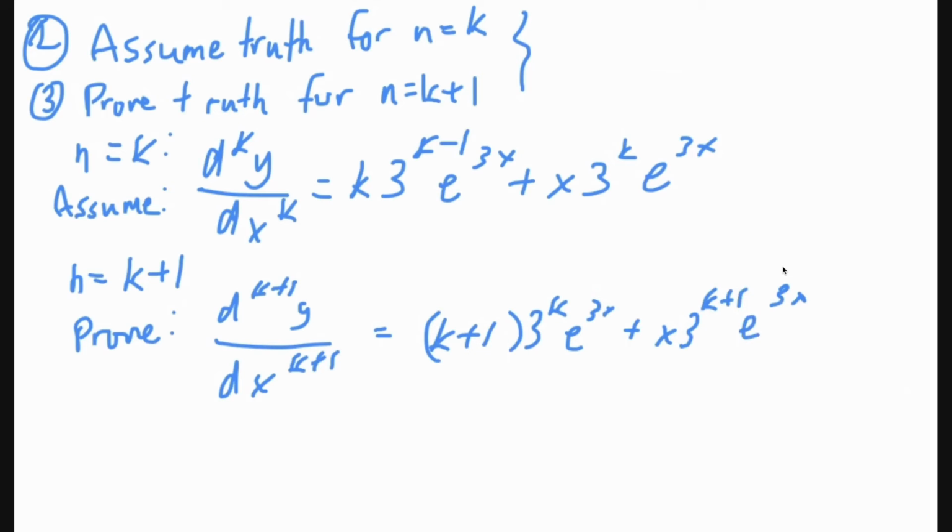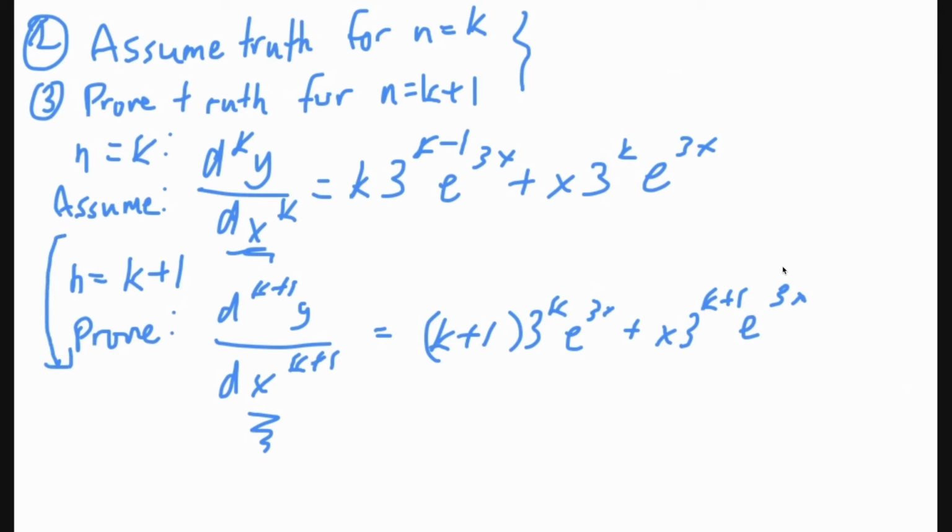Perfect. So now let's ask ourselves, what really happens as we go from the first equation to the second equation? Well, we're just differentiating y in terms of x one more time, right? As you see in the first equation, we're taking the kth derivative of y in terms of x. And in the second equation on the left-hand side, we're taking the k plus 1th derivative of y with respect to x. So all we're doing is differentiating one extra time to go from the case of n is equal to k to the case of n is equal to k plus 1.